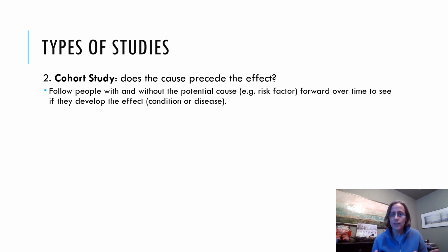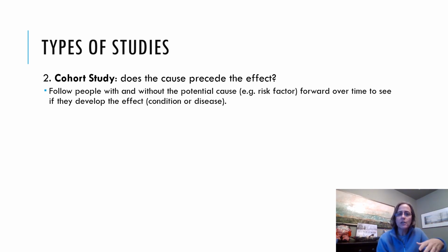Okay, so second question, does the cause precede or come before the effect? In order to answer that question, we're going to do a cohort study. So a cohort is a group of people. We get this group of people, this cohort, and we're going to get some people who have the potential risk factor and some people who don't. And then we're going to follow them forward in time.